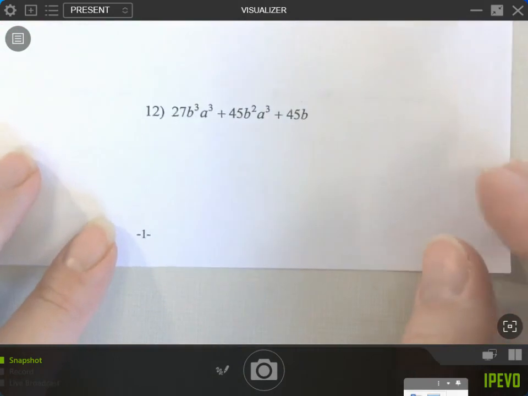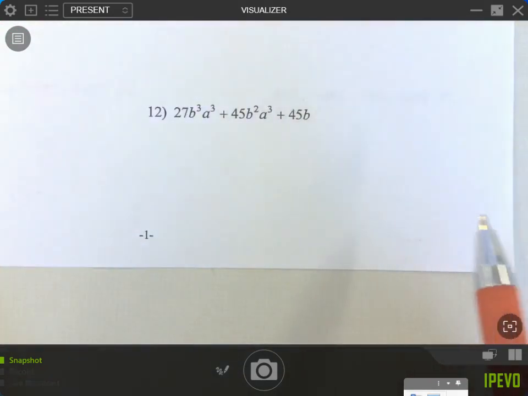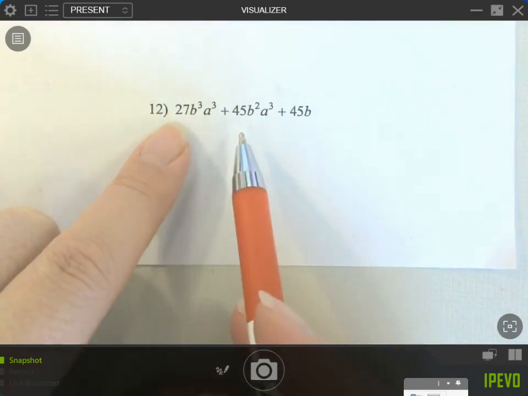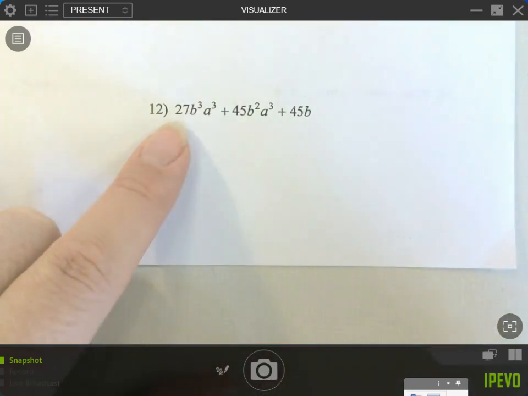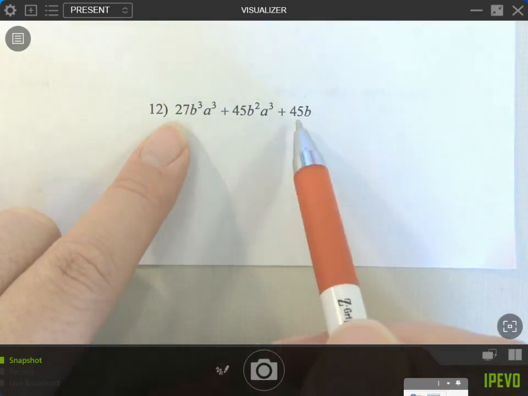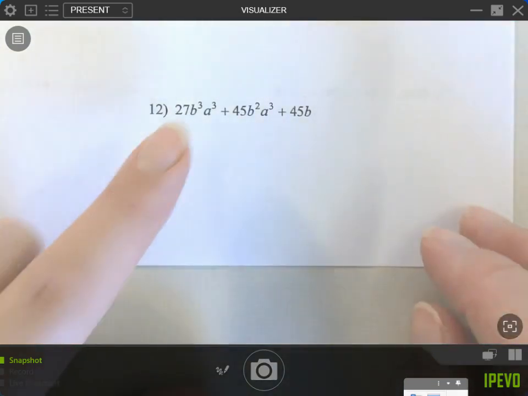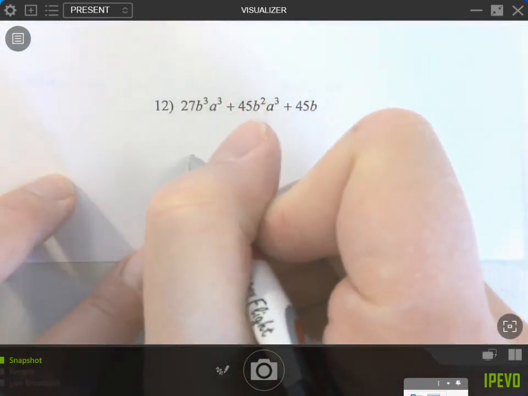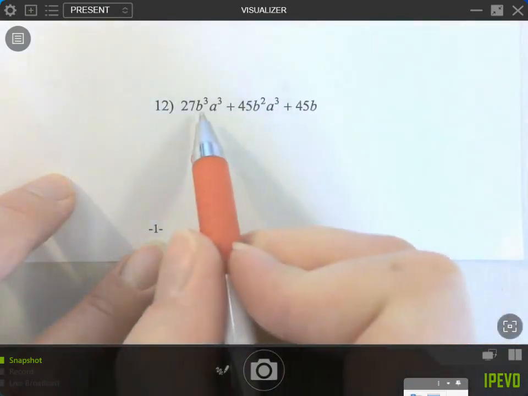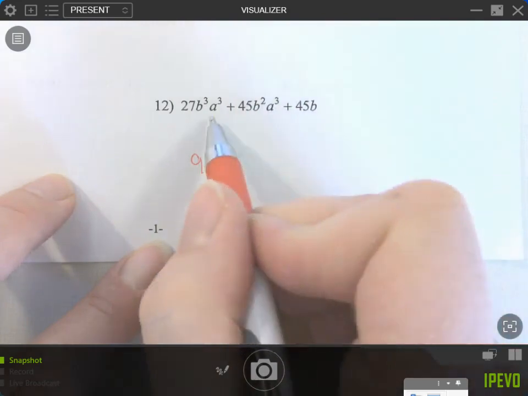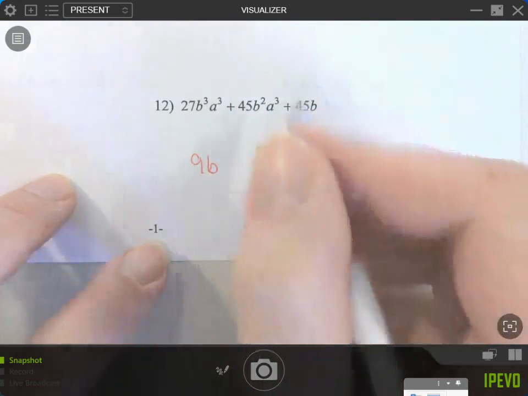12? Okay. So what numbers am I focusing on in number 12? That 27. 27 doesn't divide into 45. What else goes into 27? 9 goes into 27. Does that work for everything? Okay. If 9 didn't work, then we would try 3. All right, so I'm going to take a 9 out. What else can we take out? Does everything have a B? All right. Can I take an A out of everything? All right, so just 9B.